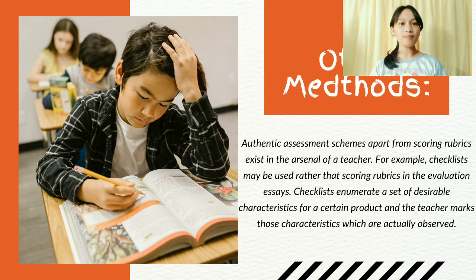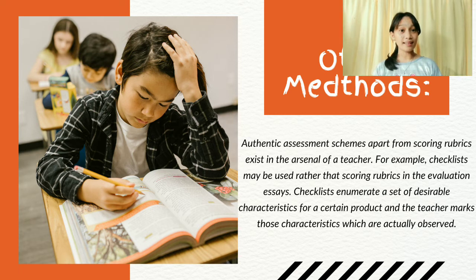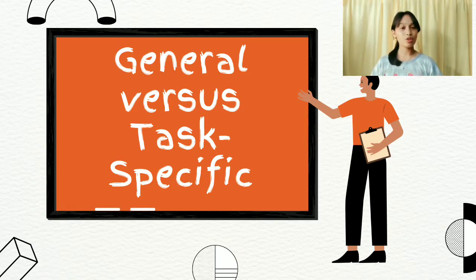Authentic assessment schemes apart from scoring rubrics exist in the arsenal of a teacher. For example, checklists may be used rather than scoring rubrics in the evaluation of essays. Checklists enumerate a set of desirable characteristics for a certain product, and the teacher marks those characteristics which are actually observed. And now let's try to find out the difference between general versus task-specific.